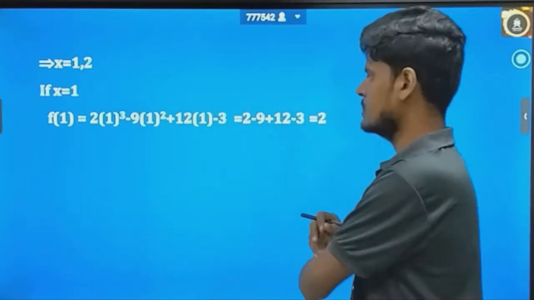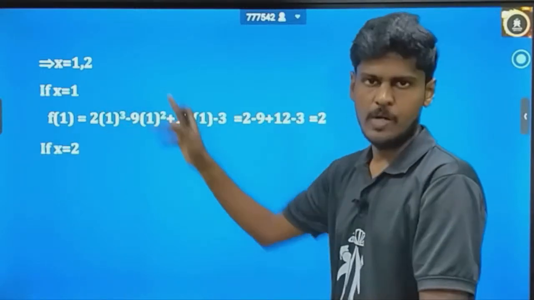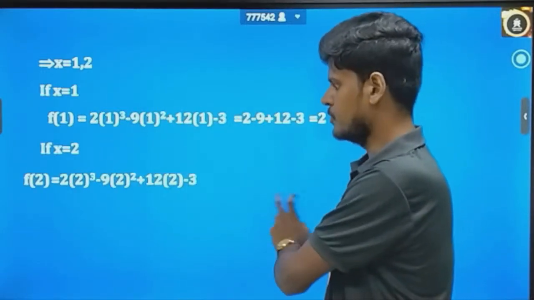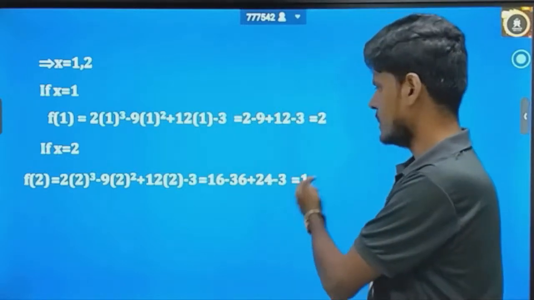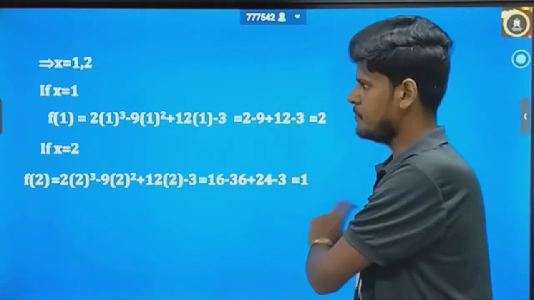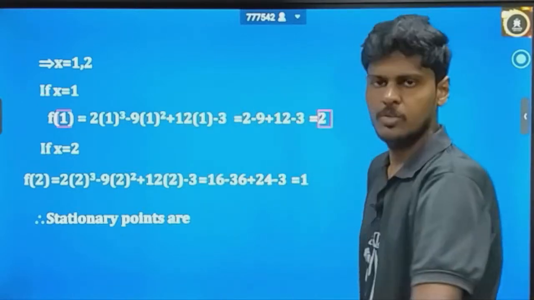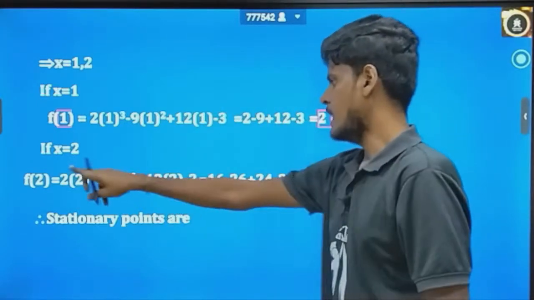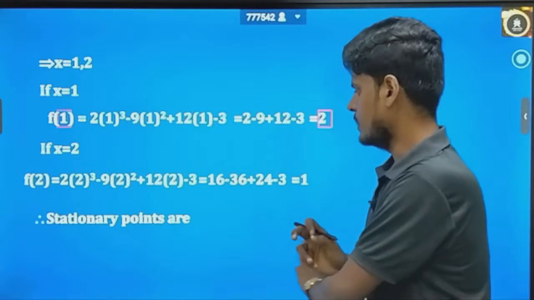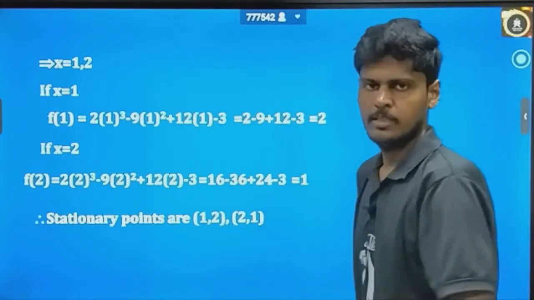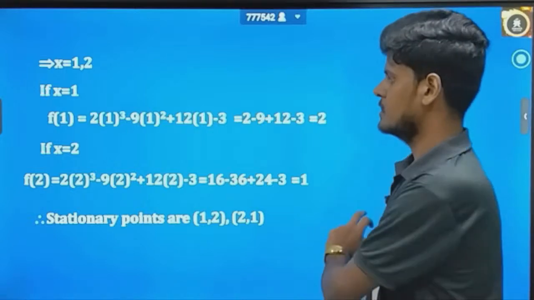So f of 1 will be some value, that is the stationary value at 1. Similarly, when x is equal to 2, what is f of 2? Again its value is given. So the stationary points will be 1 comma 2 is one point, another point is 2 comma 1. So 1 comma 2 and 2 comma 1. This is how we should solve these questions.